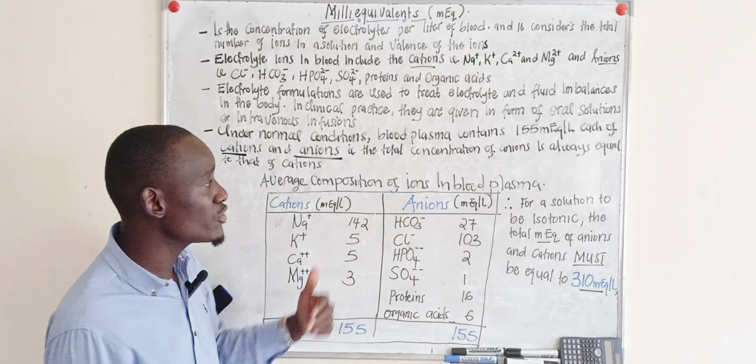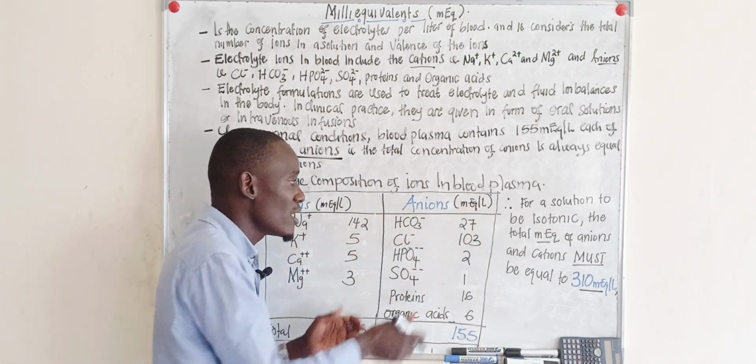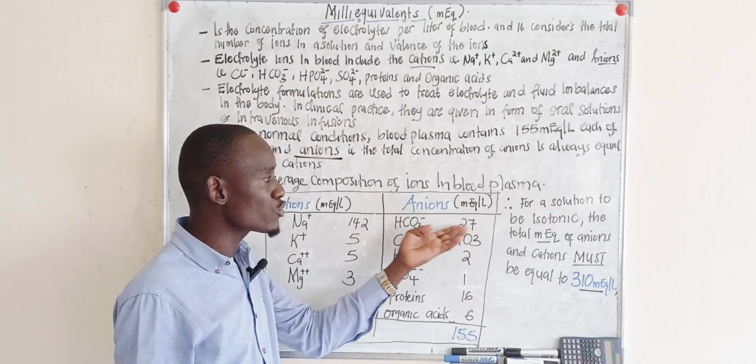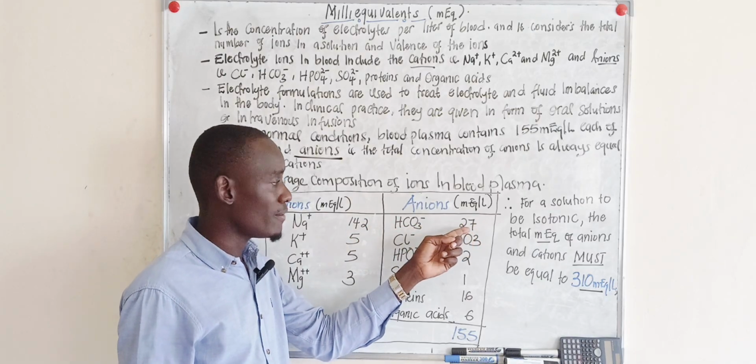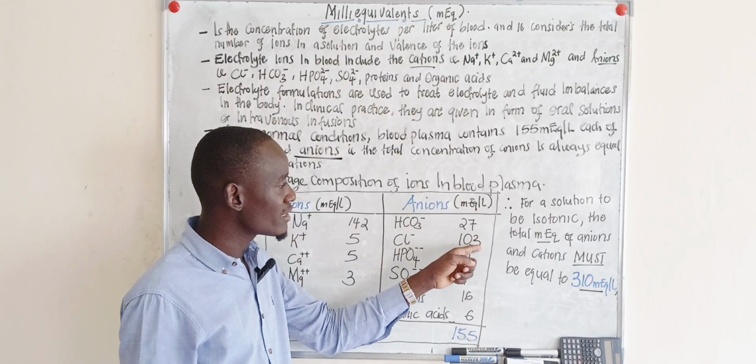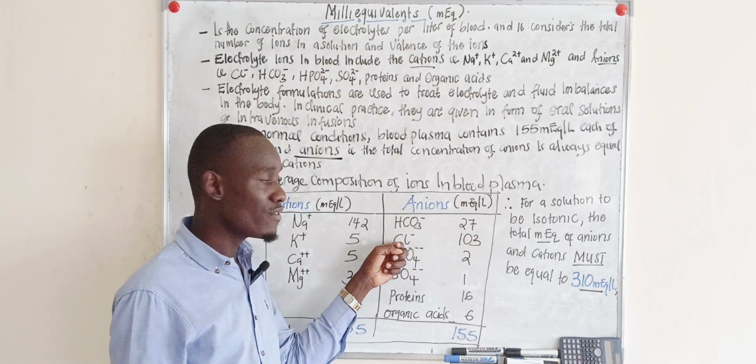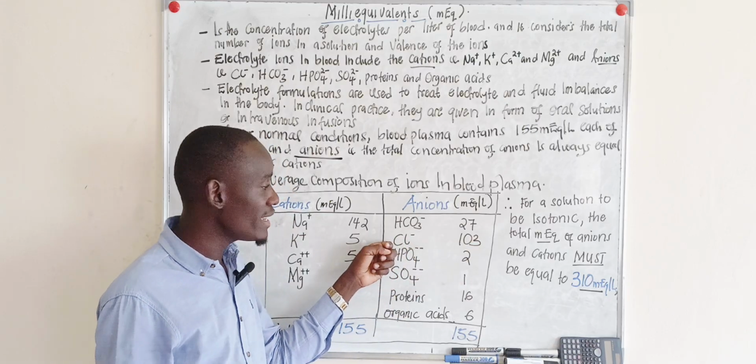And when it comes to anions, we have bicarbonate ions, which have a total of 27 milliequivalents. We have 103 milliequivalents per liter of chloride ions.